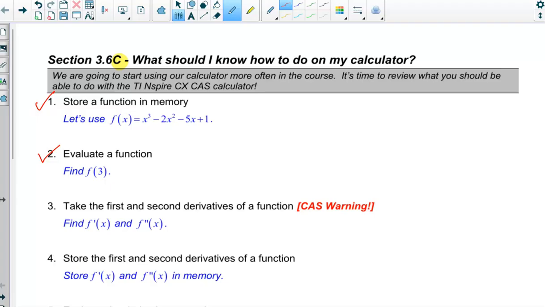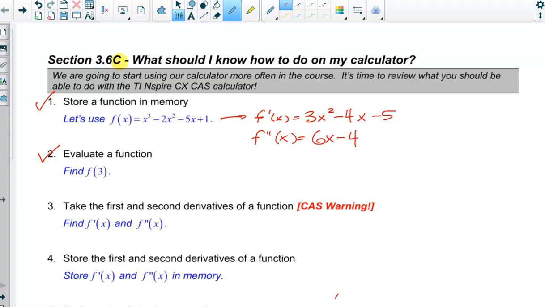Okay, step 3. Take the first and second derivatives of the function, with a bright, bold, and italicized CAS warning. I know that you can do the power rule here and evaluate f prime of x as 3x squared minus 4x minus 5, or f double prime, power rule again, as 6x minus 4. I know that you can do that, people. Okay, but I just want to show you that your calculator can do it as well.